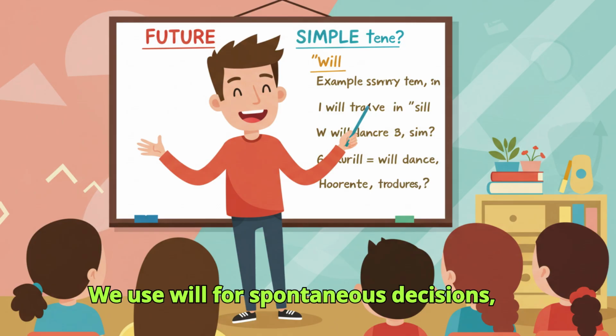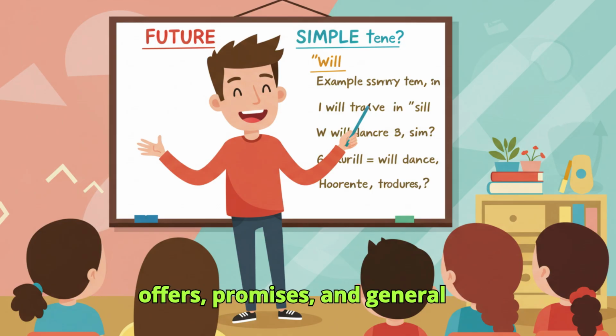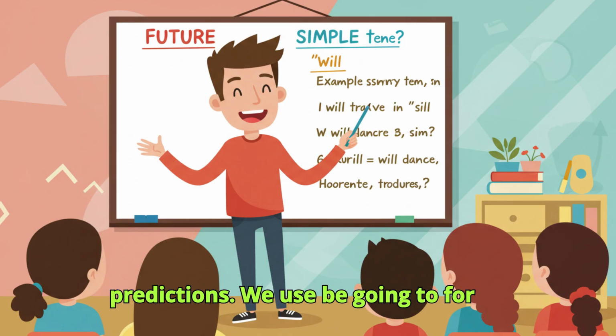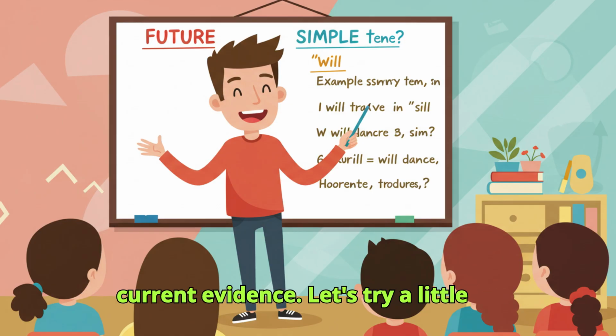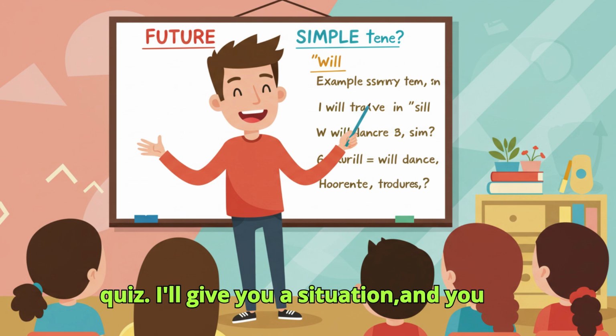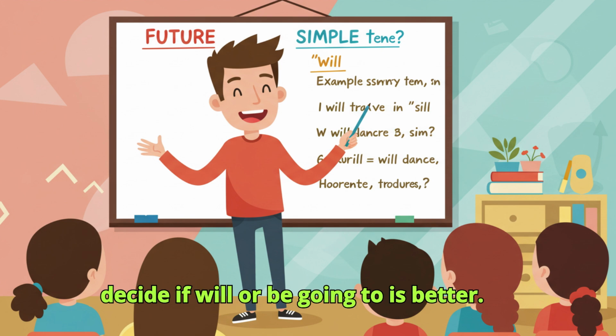Let's do a quick recap and practice. We use will for spontaneous decisions, offers, promises, and general predictions. We use be going to for pre-made plans and predictions based on current evidence. Let's try a little quiz. I'll give you a situation, and you decide if will or be going to is better. Ready?